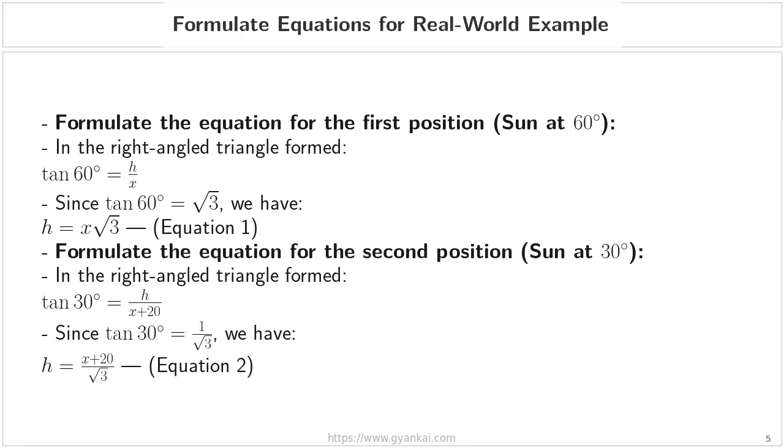Next, we need to formulate the equation for the second position, when the sun has moved lower in the sky to 30 degrees. As we noted in the previous step, the shadow has now increased by 20 meters, so the total length of the shadow is now x plus 20. Looking at this second right-angled triangle, we have tangent of 30 degrees equals height h over the new shadow length, which is x plus 20. Since tangent of 30 degrees is equal to 1 over the square root of 3, we can rearrange this to solve for h as well. This gives us h equals the quantity x plus 20, all divided by the square root of 3. We will call this equation 2.